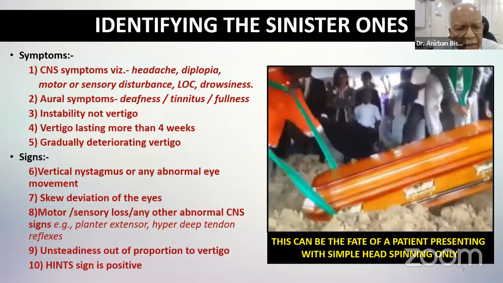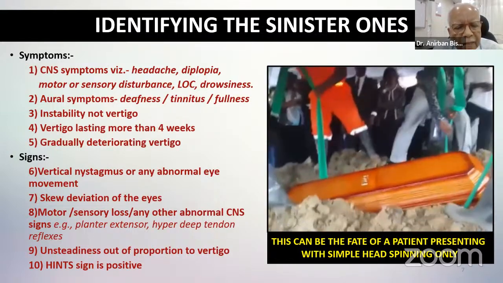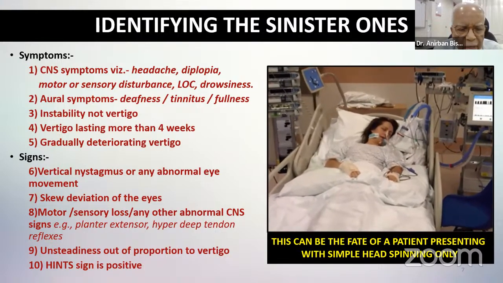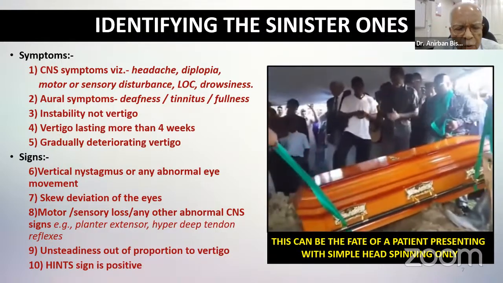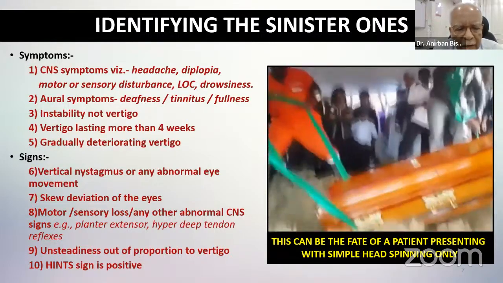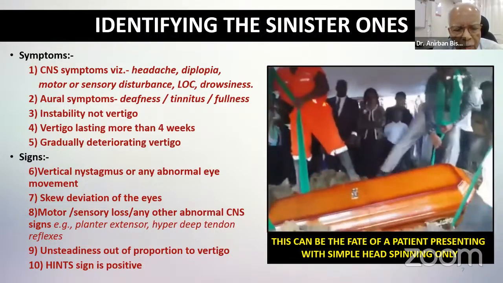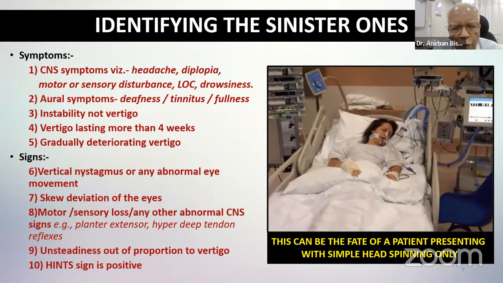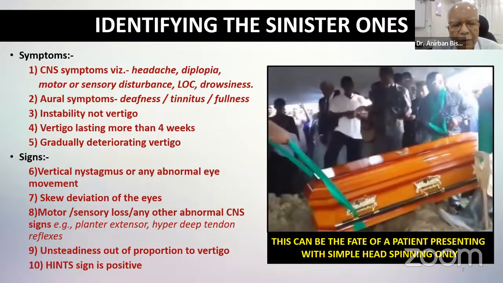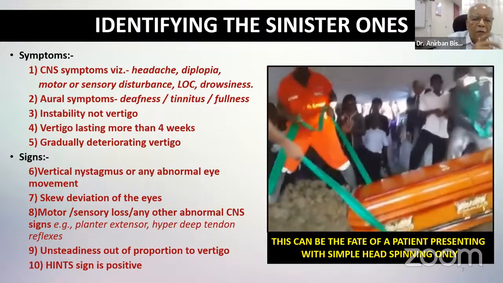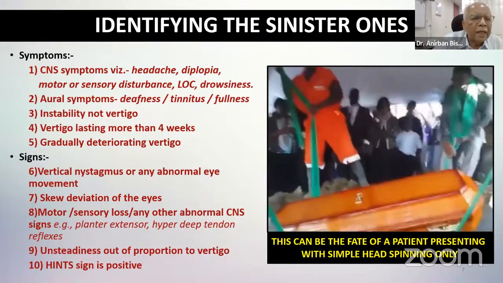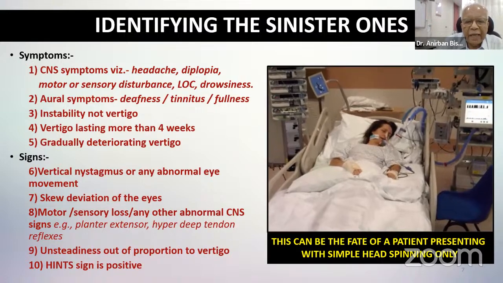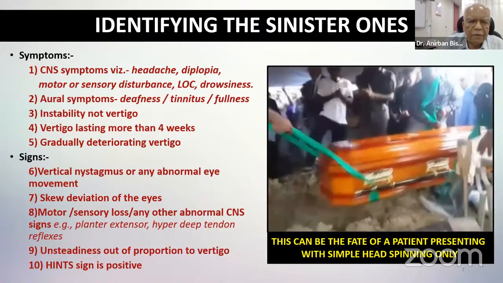And the HINTS test, which is a specific test, if that is positive, then that can also be dangerous. We do not have the time to go into the HINTS test now, but it will help you determine, when a patient with acute vertigo comes to you, whether it is a harmless thing like vestibular neuritis, which is a self-limiting disease, or something due to a stroke in the posterior fossa, which is a dangerous thing. So you see, these are the symptoms and signs where you should be very careful and think that it can be due to some dangerous disease.